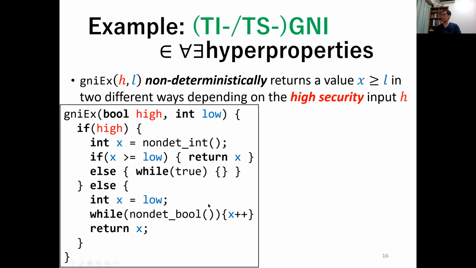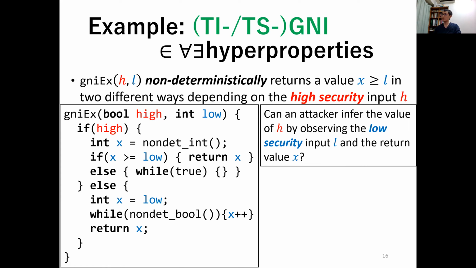So here's an example. This GNI example takes as input a high security input high and a low security input low. If high is true, it does this. If high is false, then it does this. If high is true, then it sets X to be a non-deterministic int. And if X is less than or equal to low, then it returns X. Otherwise, it loops forever. In the else branch, it sets X to be low, and it increments X some non-deterministic number of times and returns X. Now, is this secure? Can an attacker infer the value of H by observing the low security input L and the return value X?